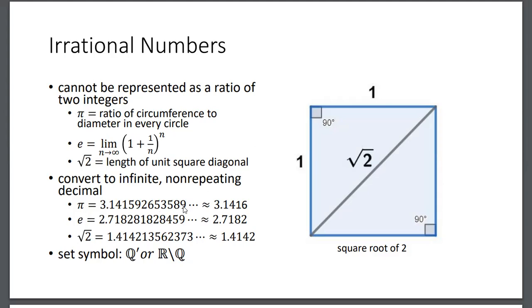Here's pi. And you can approximate it, round it off to 4 decimal places. e equal to this, and round it off, and the square root of 2. But they, in actuality, go on forever and ever, and with no repetition. That's quite amazing in itself. The set symbol for the irrational numbers is the complement of the rational numbers, Q prime, or the set of real numbers, subtract, take out the rational numbers.